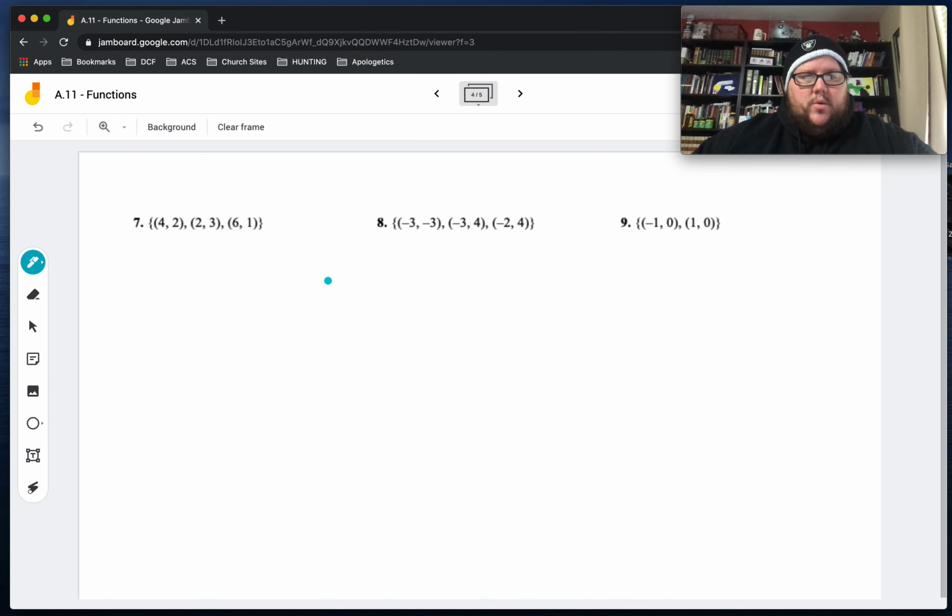So, for these ones, you can do this 2 ways. I can do it by looking at it: 4, 2, 6. None of them are the same. That is a function. -3, -3, -2. Well, I have 2 -3s, right? This is a -3 and this is a -3. But they go to 2 different y values. So no, that is not a function. -1 and 1, they're not the same, so it is a function. Pretty quick. Boom. So we have yes, no, yes.